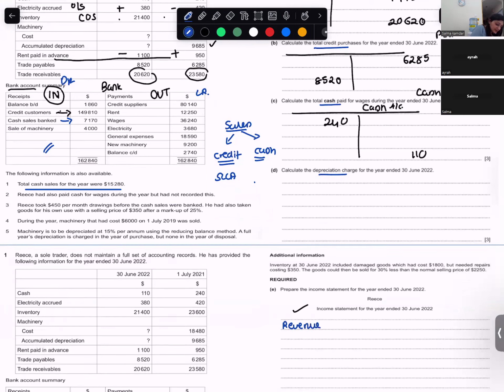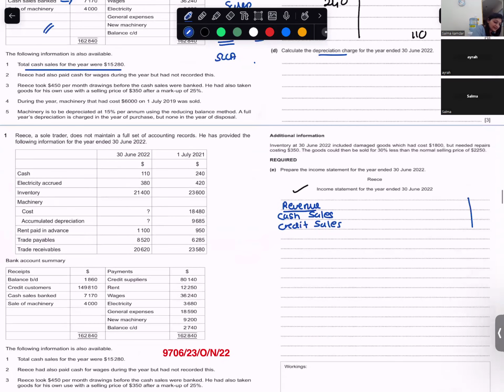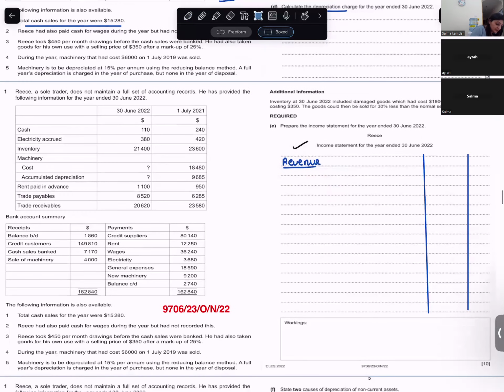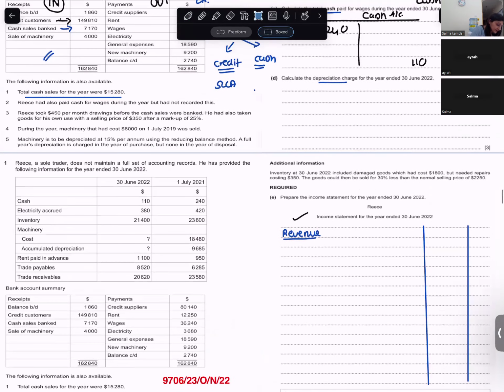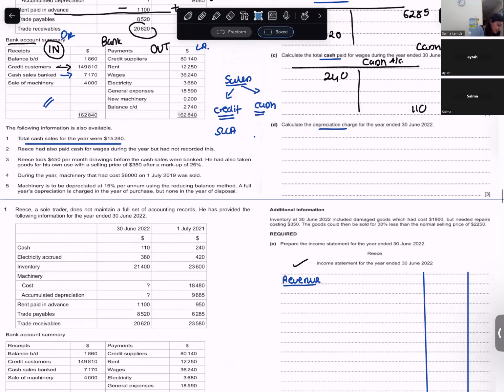Income statement starts with revenue, and I know I have two types of revenue. One is cash sales, one is credit sales. You can always show this as separate working also, and you can just calculate it in your workings. It's okay. But I think the space for income statement is very small. So I'll put it over here in the working. But miss, total cash sales for the year 15,280, doesn't that include the 7,170 that was banked? Sorry?